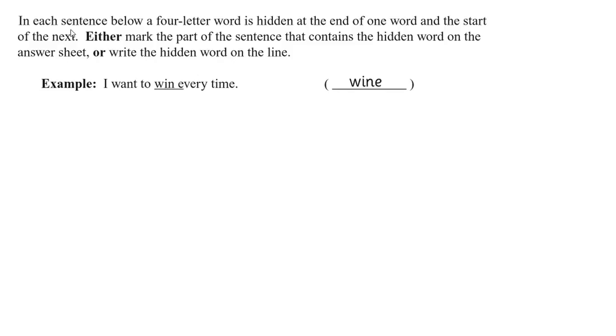This instruction says that in each sentence below, a four-letter word is hidden at the end of one word and at the start of the next word. Okay, so this is the sentence here. It says, "I want to win every time." So what they're basically telling us is that there's a four-letter word hidden at the end of the word in front and at the beginning of the word that's next to it. Okay, so what you need to do is find out what that four-letter word is.